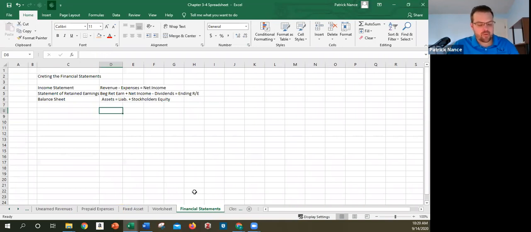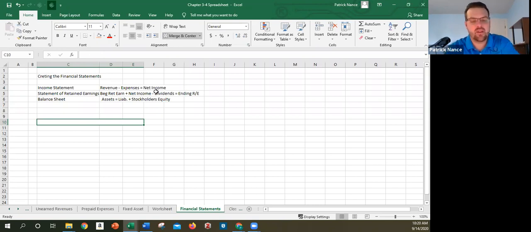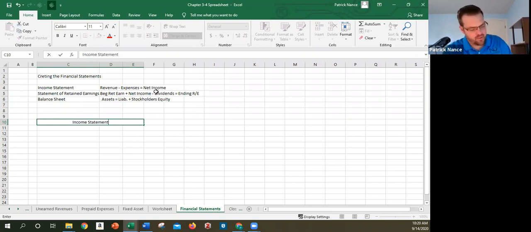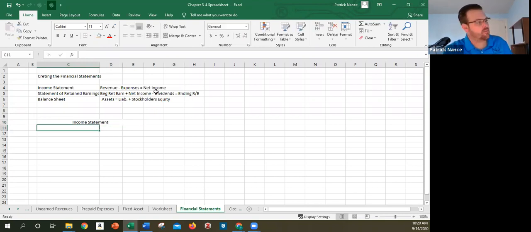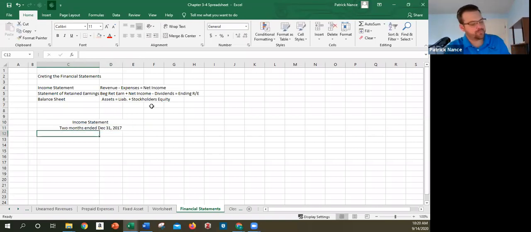So remember the 3 main financial statements. We have the income statement, which is revenue minus expenses equals net income. Let's just do one at a time, so let's look at that one first. I'm going to create an income statement. This is the same one that your book has. And this income statement is for November and December. So dates are important. Remember, the income statement is for a period of time. So for 2 months ended December 31st, 2017 in this case, the one the book uses.